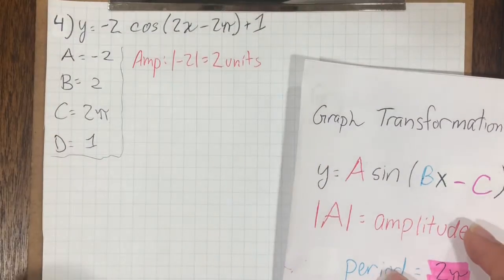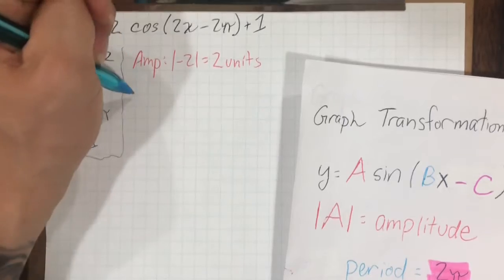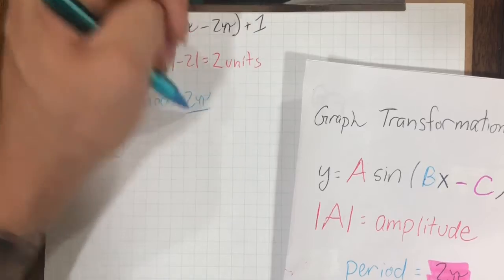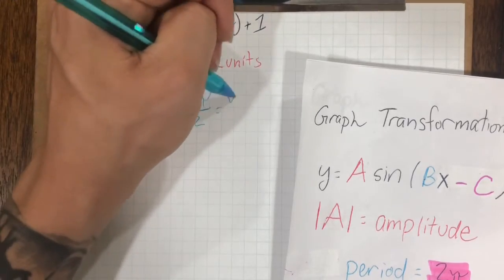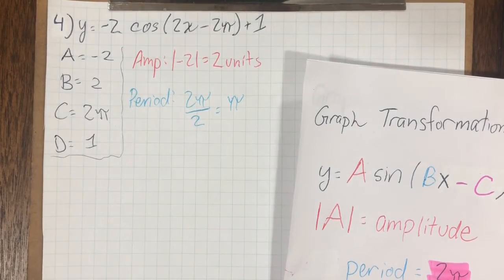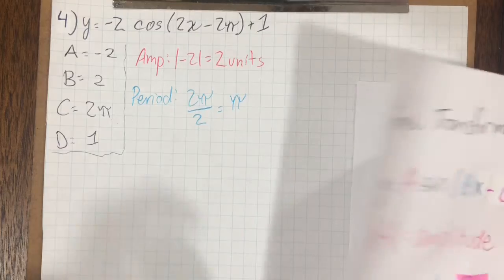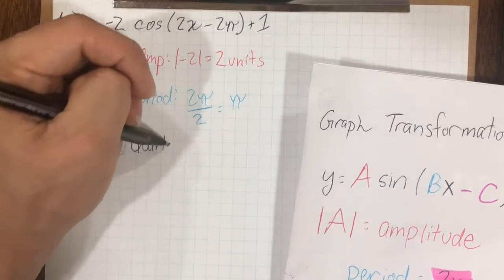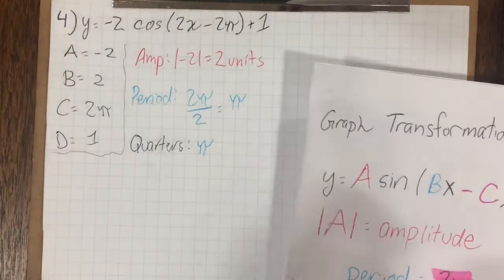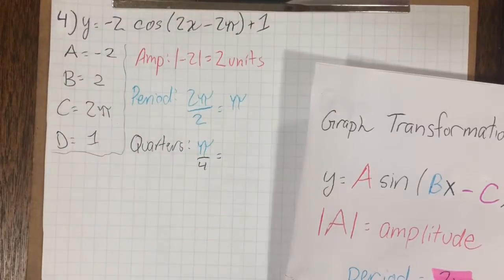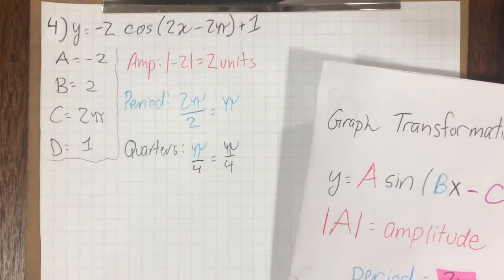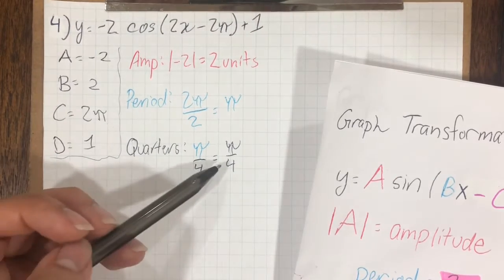All right. So then we're going to move on to figuring out the period. So I'm going to take 2 pi and divide it by b, which in this case is 2. I get pi, which is 180. So that means that the period is pi radians. All right. So now let's go ahead and figure out the quarters. So for the quarters, I take my pi divided by 4. And it just stays as pi over 4.